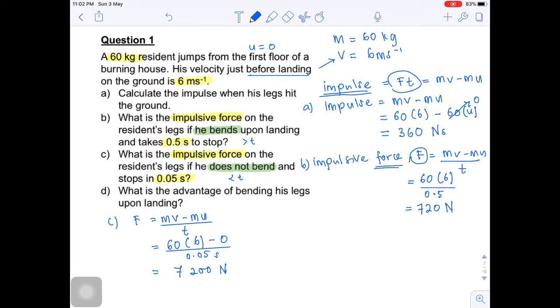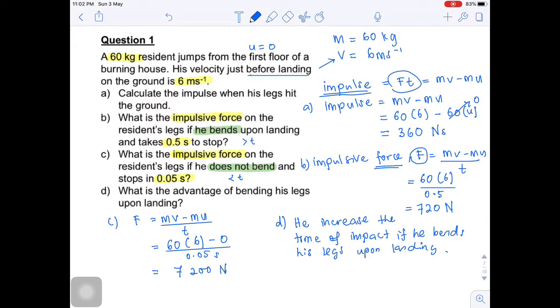So how to answer question D? What is the advantage of bending his legs upon landing? The answer is he increases the time of impact if he bends his legs upon landing.